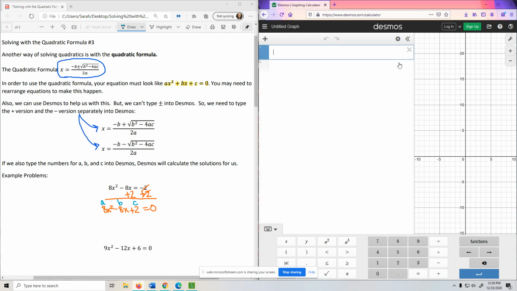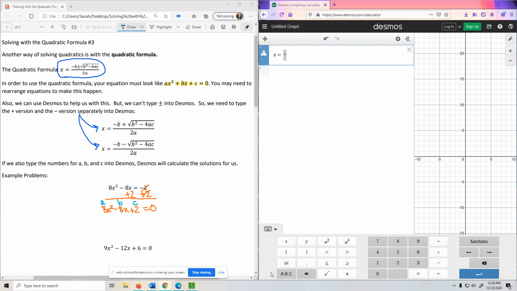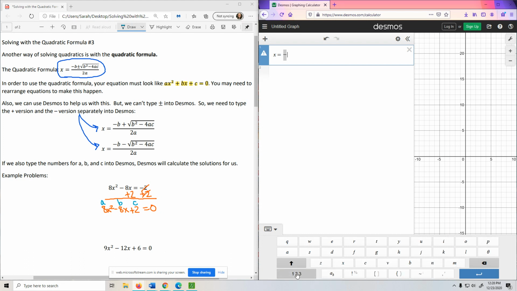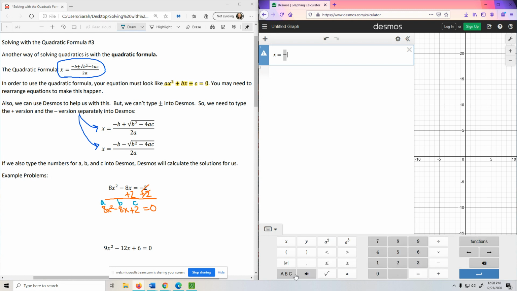So typing it in, x equal sign. To get your fraction, hit your division key. And then I'm using computer keyboard, but if you're using your iPad, remember to get to a, b, and c when you're typing. Click that ABC button. You'll get to your whole alphabet. Type in the two parts of your fraction. Negative b plus square root, the square root sign is right here. b squared minus 4ac. Go down to your denominator, 2a.